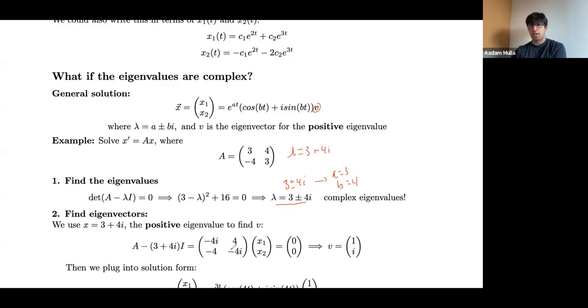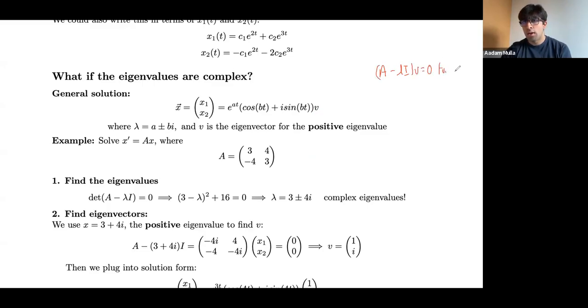We plug in, and it's a little bit of algebra. Let's actually go through the algebra one time. I'm going to do it up here in the corner. We're looking to solve (A minus lambda I) times v equals 0, for lambda equals 3 plus 4i. So what's that going to look like? A looks like 3, 4, negative 4, 3, minus lambda I. So I looks like 1, 0, 0, 1, and then we multiply by lambda everywhere. So basically here we're going to get 3 plus 4i, 0, 0, and 3 plus 4i.